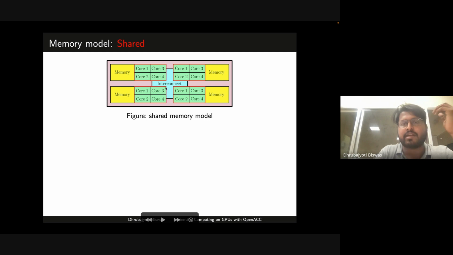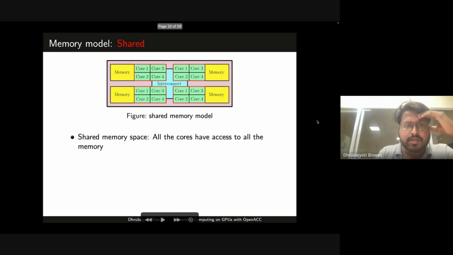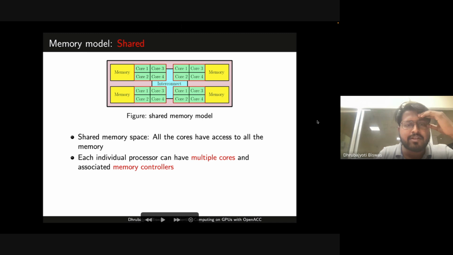Why is this called a shared memory model? Because, as we discussed previously, all the memory, let's say there are 4 memory sticks in this diagram, can be accessed by all the 16 cores in this one node. So it is called a shared memory model, because all the cores have access to all the memory. Each individual processor can have multiple cores and associated memory controllers. As I said, this green part is each individual processor, and it can have multiple cores and the associated memory controllers.